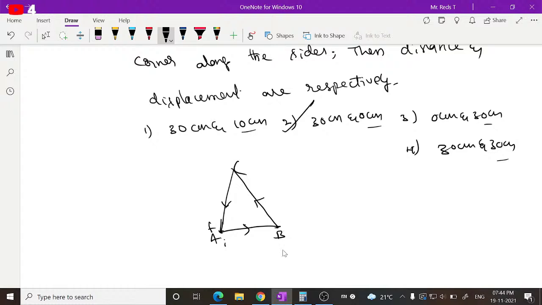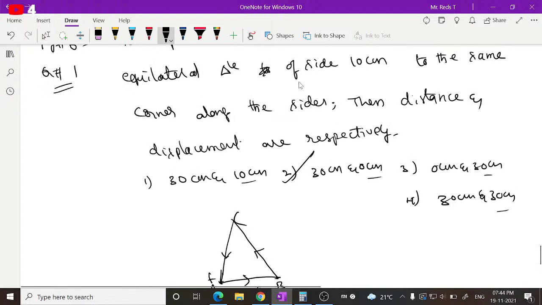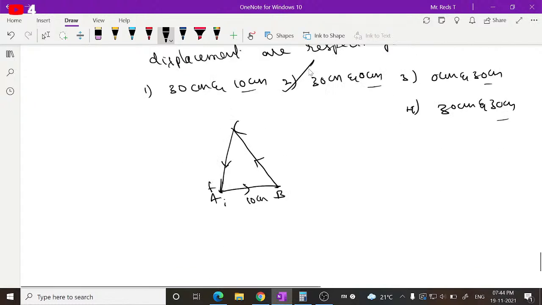Otherwise, you can calculate the distance traveled. Distance traveled is the sum of the side lengths. Each side is 10 centimeters, so 10 plus 10 plus 10 is 30. So displacement is 0 and distance is 30 centimeters. That's it.